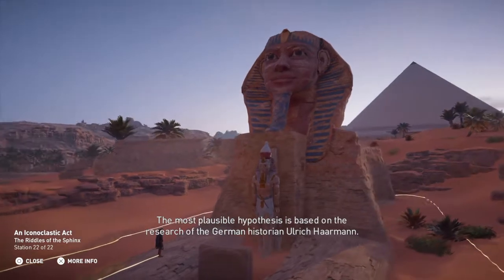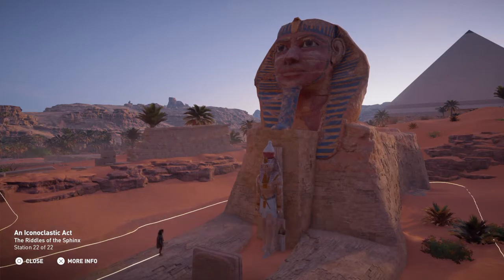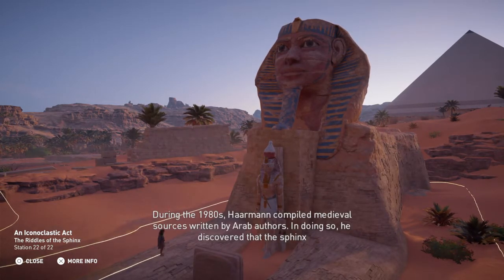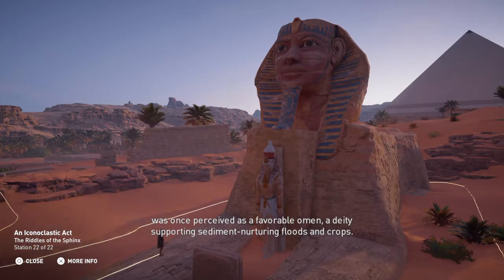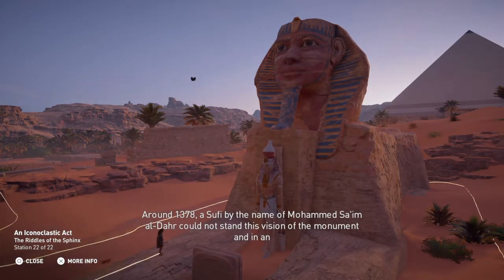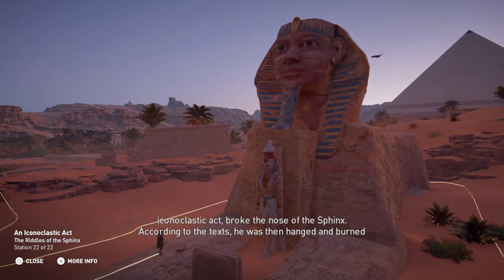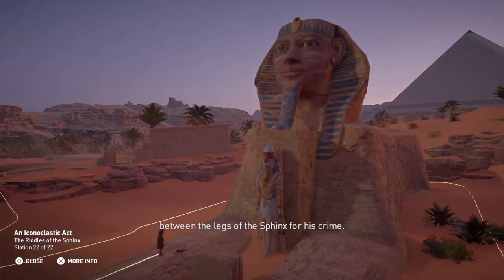The most plausible hypothesis is based on the research of the German historian Ulrich Harman. During the 1980s, Harman compiled medieval sources written by Arab authors. In doing so, he discovered that the Sphinx was once perceived as a favorable omen, a deity supporting sediment-nurturing floods and crops. Around 1378, a Sufi by the name of Muhammad Saim al-Dar could not stand this vision of the monument, and in an iconoclastic act, broke the nose of the Sphinx. According to the texts, he was then hanged and burned between the legs of the Sphinx for his crime.